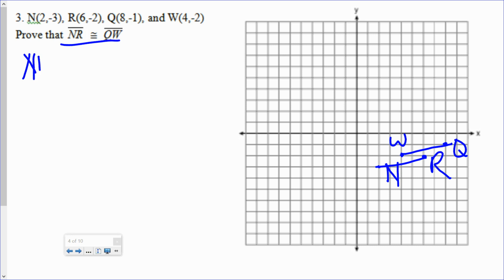So I start by writing NR is congruent to QW because... I want you to finish that sentence. Look back at the first example if you need a model. NR is congruent to QW because... it's going to always be the same ending to that sentence. Take about 15 seconds, try and finish it on your own.